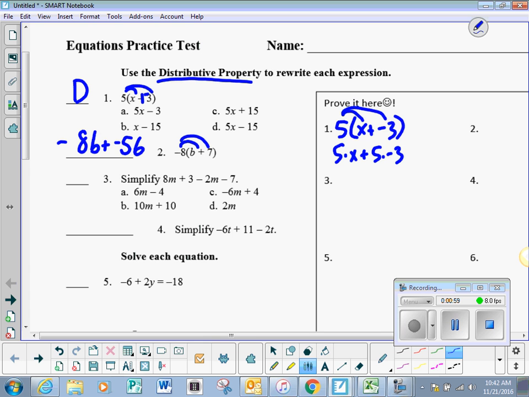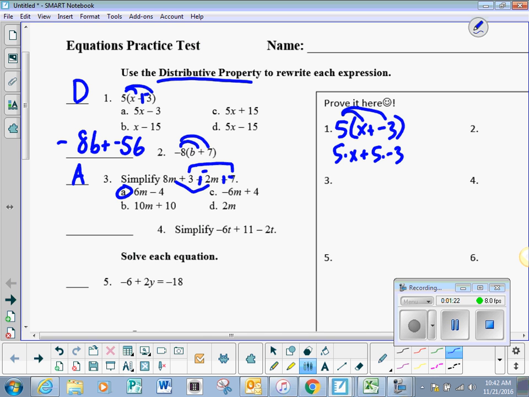Number 3, I'm going to add like terms. What's 8 plus a negative 2? 6m. What's 3 plus a negative 7? Negative 4. So we have 6m plus a negative 4, or 6m minus 4. That's A. Don't miss those. These are supposed to be the easy ones. Okay? When in doubt, use your calculator.